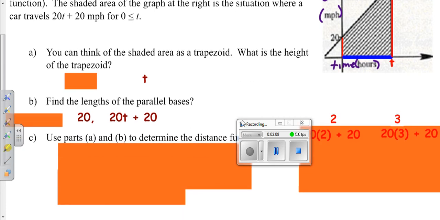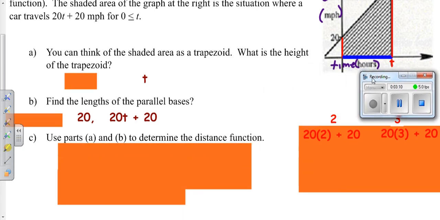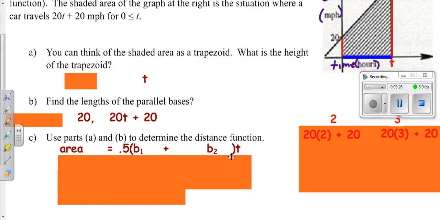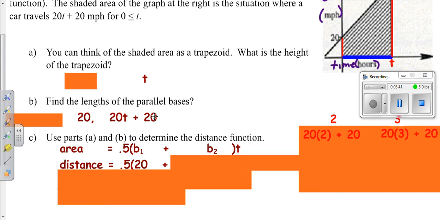Then all we have to do is go ahead and find our distance. Remember, distance is the area of the shaded region because it's a velocity time graph, and the area underneath the velocity time graph is distance. So we need to do our area of a trapezoid, knowing that our distance is the area of that trapezoid. So we're going to go 1/2 our first base, which is the 20, plus our other base, the 20t plus 20, still all multiplied by t.